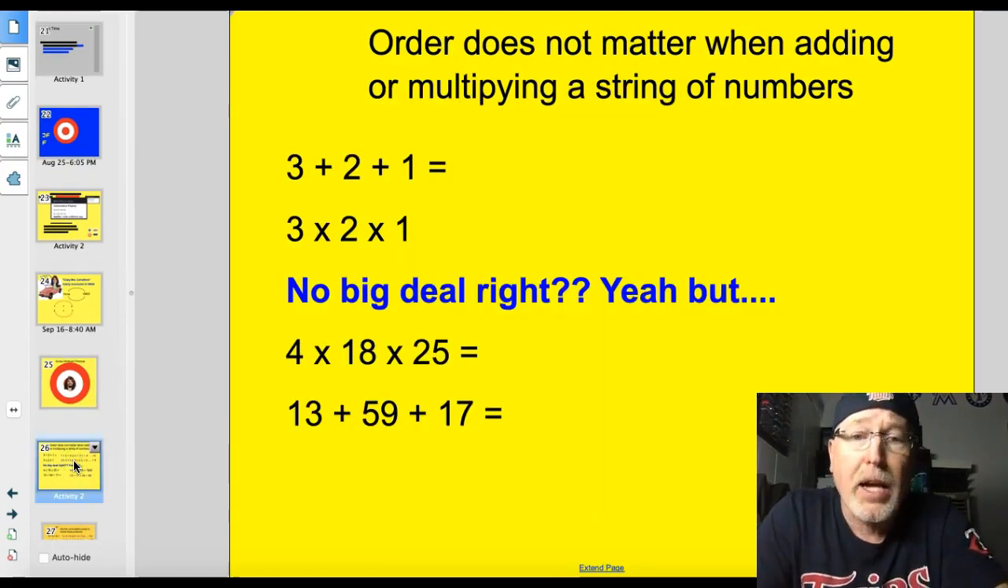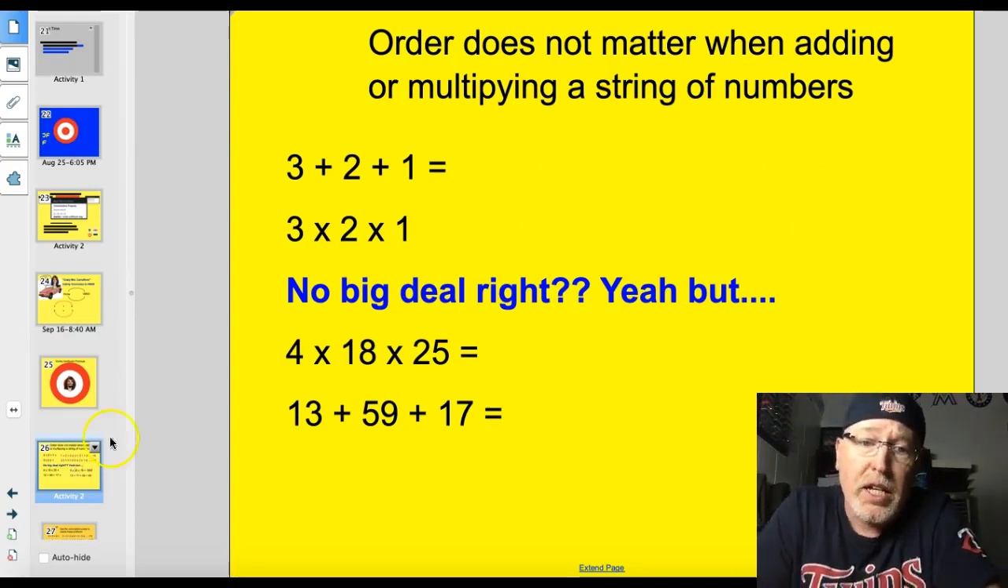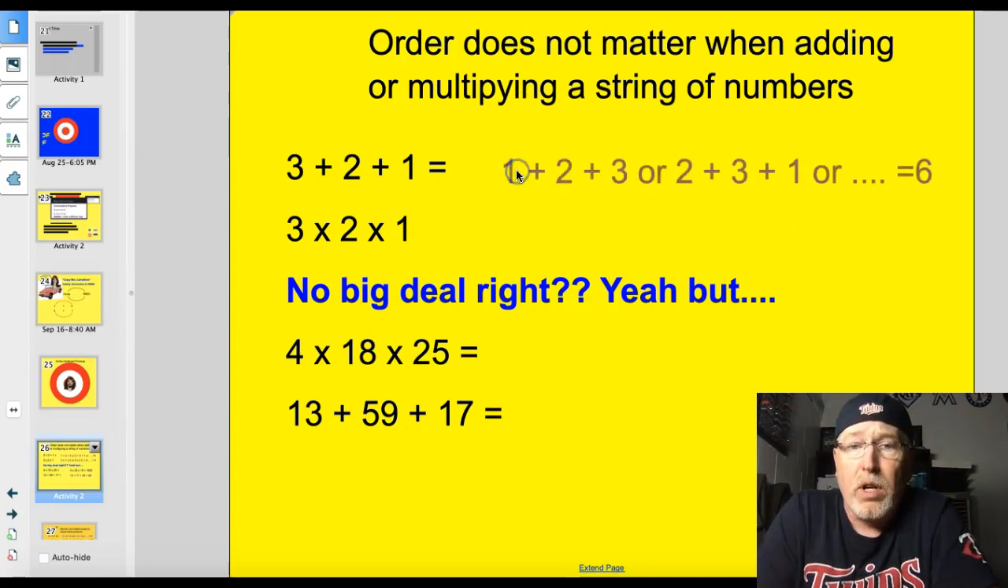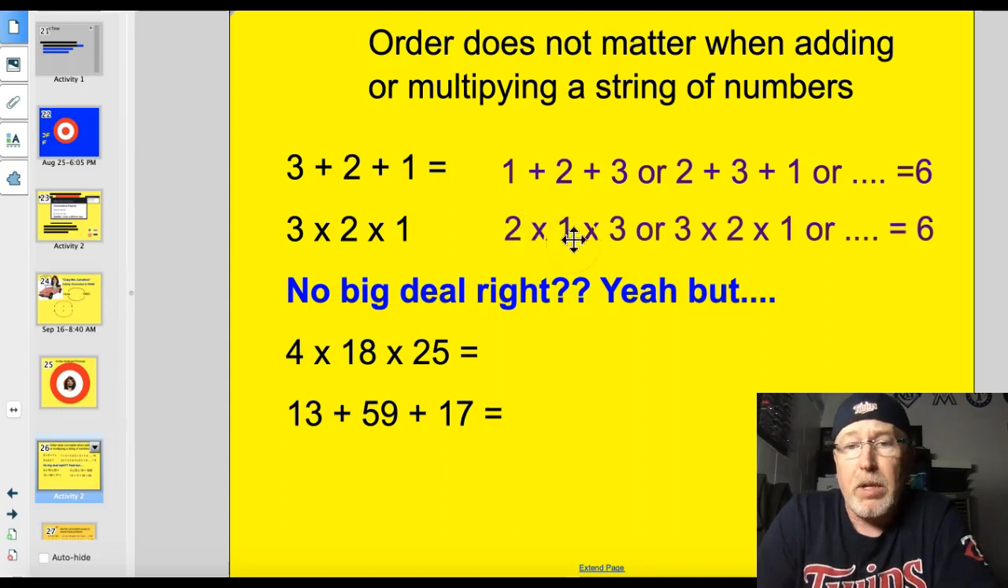All right, let's get back to the target at hand. Order does not matter when multiplying or adding a string of numbers. Let's take a look. 3 plus 2 plus 1 could equal 1 plus 2 plus 3, or 2 plus 3 plus 1. It doesn't matter. They all equal 6 because order just doesn't matter. 3 times 2 times 1 could be 2 times 1 times 3, or 3 times 2 times 1. There are other ways to write that too. Again, it still equals 6 because the order doesn't matter.